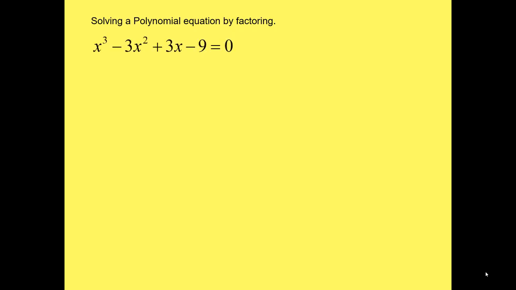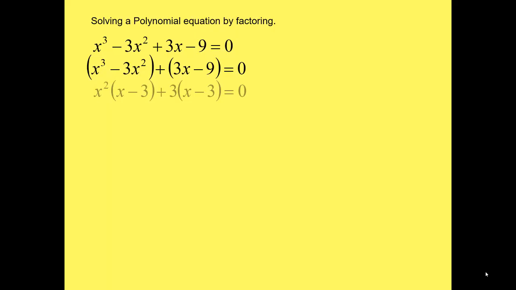Okay, here's another type. This is a third degree equation. This one we're going to have to do factoring by grouping. And this one's kind of convenient. It's got a GCF of x squared in the first, a GCF of 3 in the second. And then it gives me two binomial GCF terms. I can factor those out.